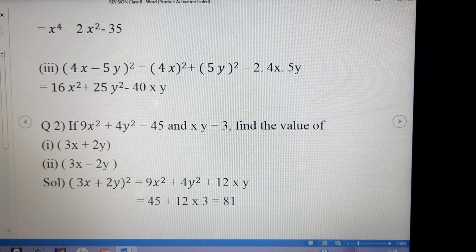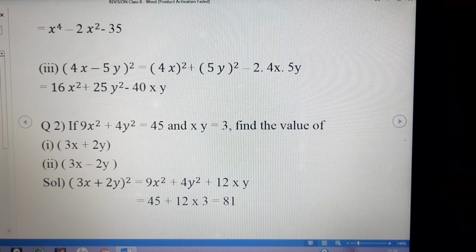Moving on to the second question. It says that if 9x square plus 4y square is equal to 45 and xy is equal to 3, then we have to find out the value of the first part 3x plus 2y and the second part 3x minus 2y. Now we do not have any formula for 3x plus 2y. How are we going to calculate it? We have a formula for squares. If we write (3x plus 2y) whole square, can we apply the formula to it? Yes, we can apply the (a plus b) whole square formula.